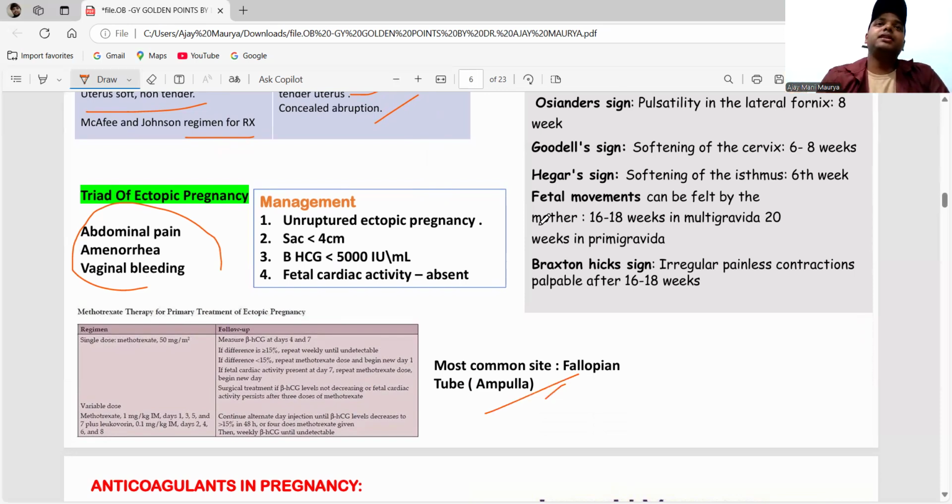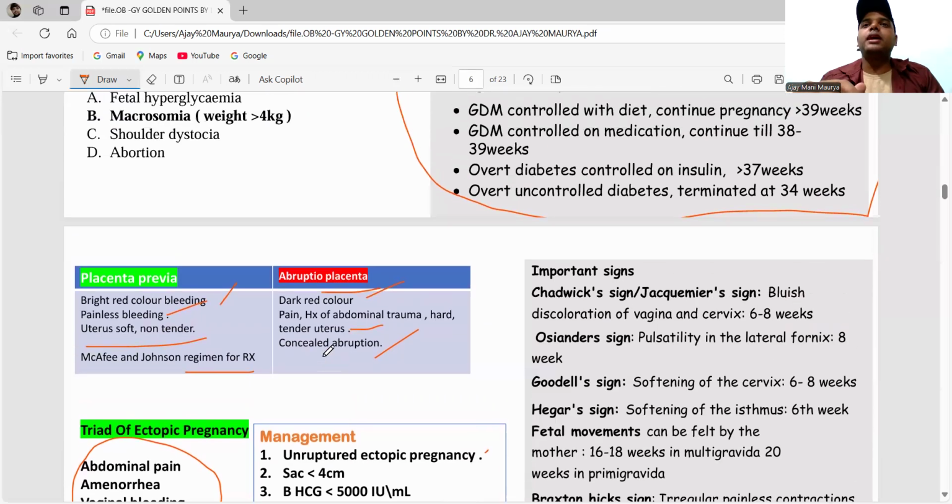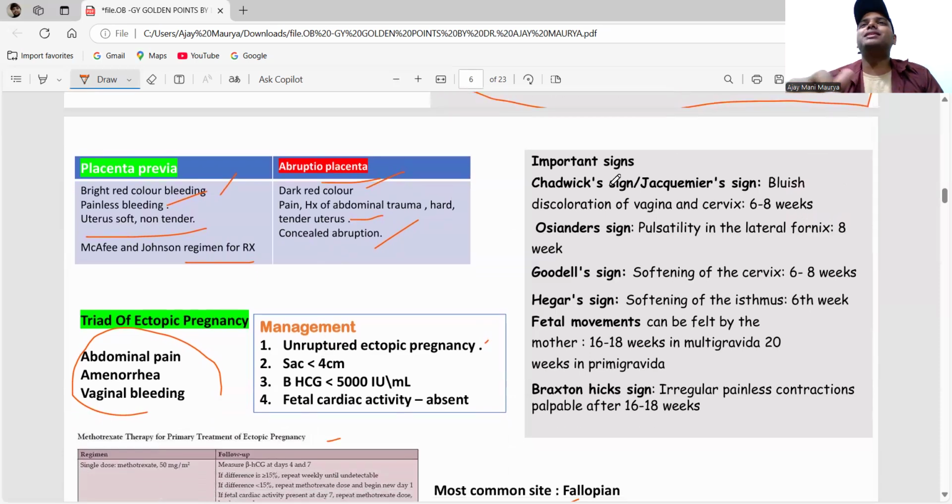For the management of ectopic pregnancy, guys, it must be an unruptured ectopic pregnancy. Sac size must be less than 4 centimeters, and beta HCG must be less than 5,000 international units. Fetal cardiac activity must be absent. Methotrexate is the primary treatment for ectopic pregnancy. You can see the doses and follow up here.